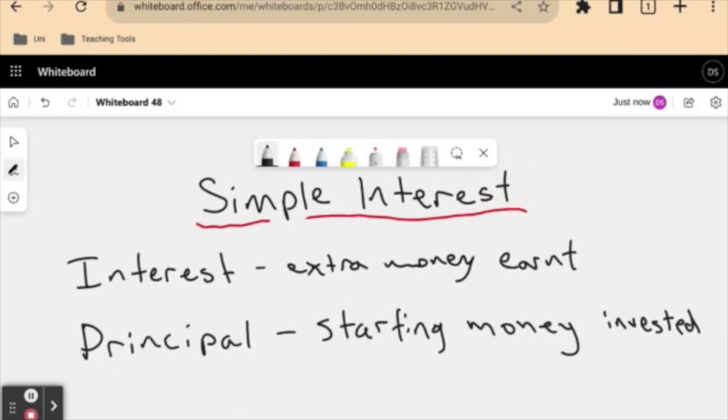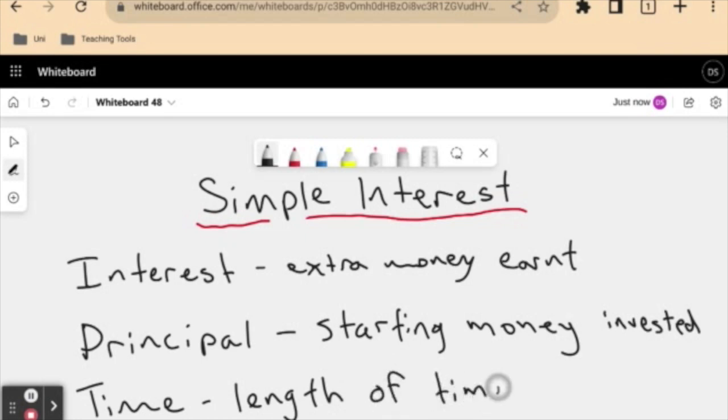We also have time. So the time this money is in the account. And we usually do this in years, but we can do it in months, and we'll get to that later. I don't think it's too important at this stage. So it's essentially the length of time the money's borrowed or money's invested.